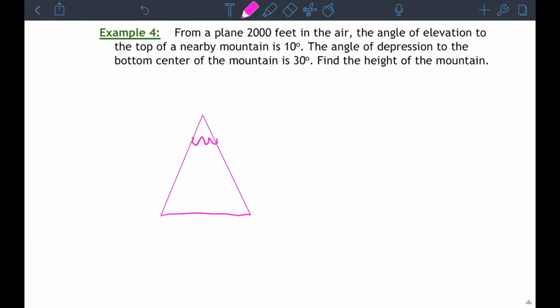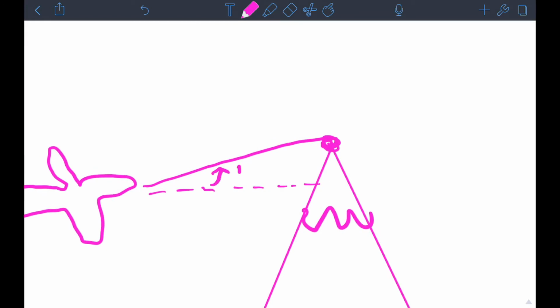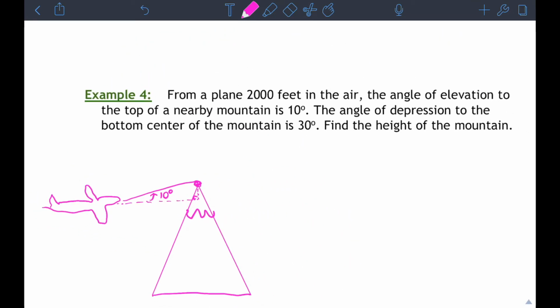Okay, plane slightly below the mountain since the angle of elevation to the top is 10 degrees. So from the horizontal that my plane's flying at up to the top of my mountain, that's a 10-degree angle. So angle of elevation, 10 degrees right there. Go ahead and make a right triangle to make it go to the middle of my mountain. The angle of depression to the bottom center of the mountain is 30 degrees.